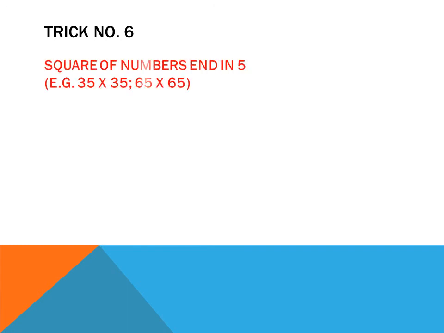Coming on to trick number 6, which is the square of the numbers ending in 5, be it a 2-digit number, be it a 3-digit number or more. So let's take an example. 35 into 35. Okay, so first step would be to multiply both the 5's in the given number. That will give 25. Okay, so ones and tens place would be 25.